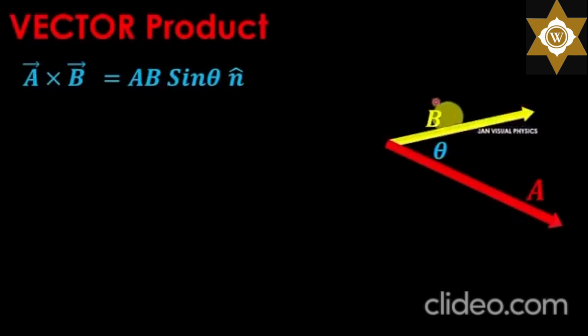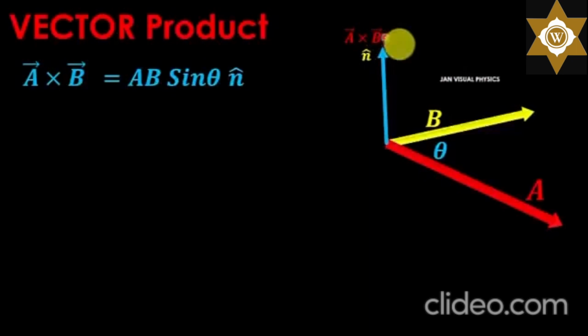The cross product of a vector and b vector can be written as a cross b is equal to magnitude of a vector and magnitude of b vector and sine of theta, the angle between a and b, and the direction of unit vector n. The cross product of a vector and b vector gives us a third vector, a cross b. A cross b is a different vector from a vector and b vector. A cross b is perpendicular to both a and b, or we can say that a cross b is perpendicular to the plane containing both a and b. A cross b is in the direction of unit vector n.